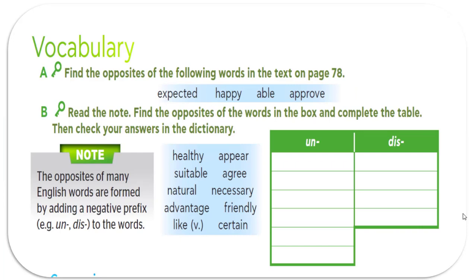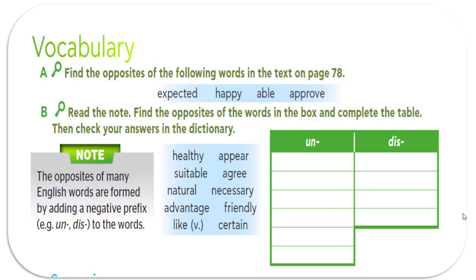Let's start with exercise B. Find the opposite of the words in the box and complete the table. Here we have 10 words. We need to categorize them under "un" and "dis". As we said, "un" and "dis" give us the opposite of the word.